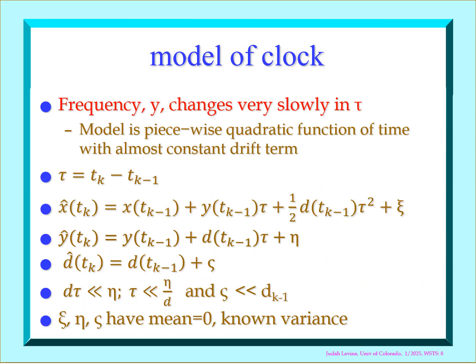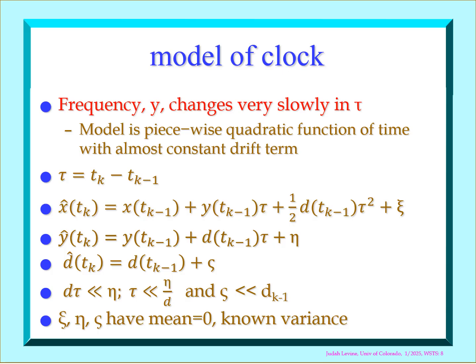Now, using these ideas, you can construct a model of a clock, which I show here. A model of a clock essentially predicts the time, frequency, and frequency drift at the current measurement point, tk, based on the values at the previous measurement point, tk minus 1. And it uses the terms that I've described in previous slides, the deterministic offsets and the noise terms.